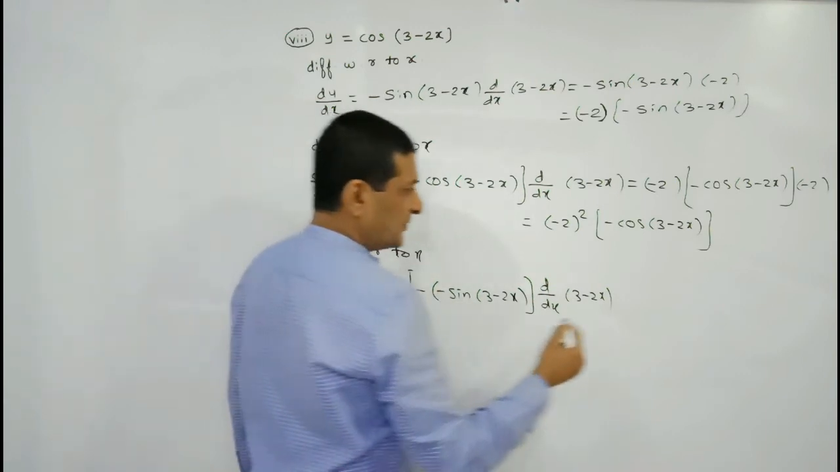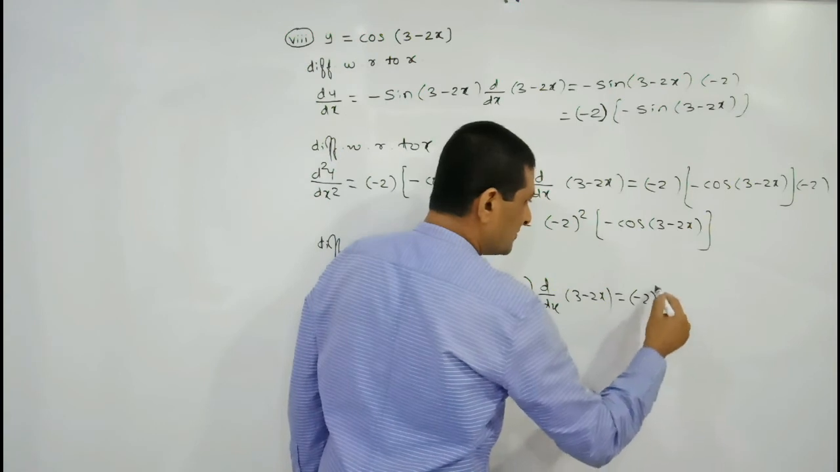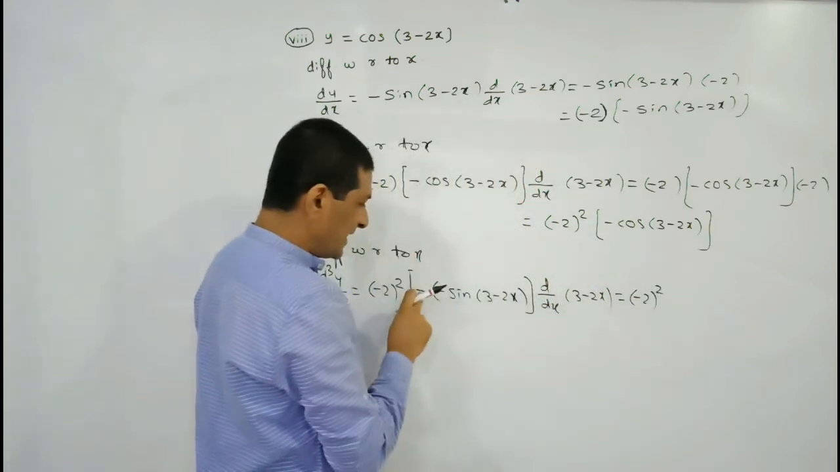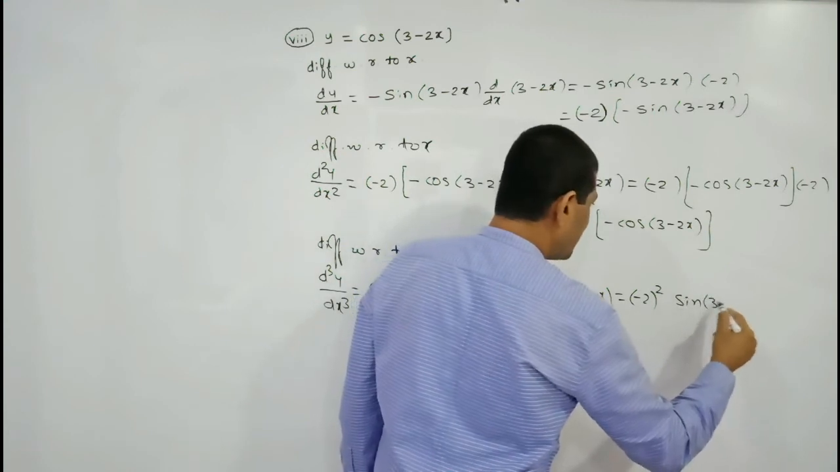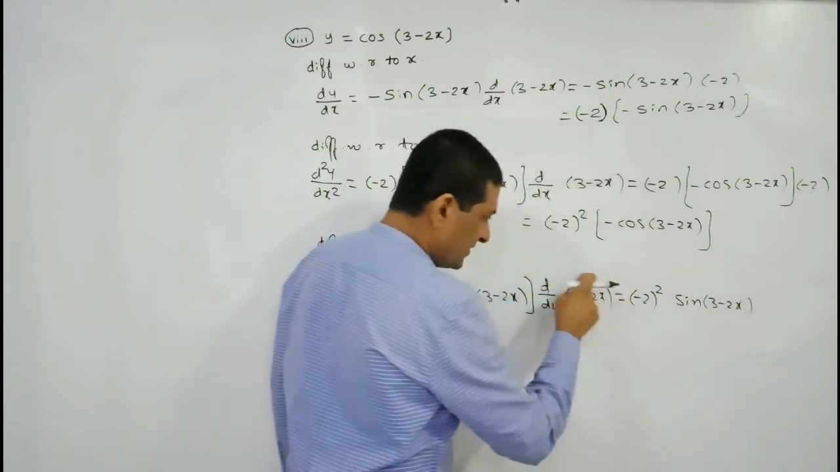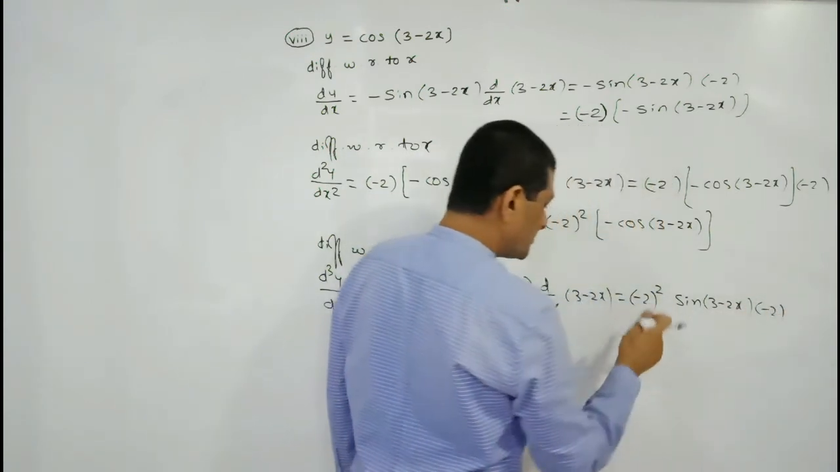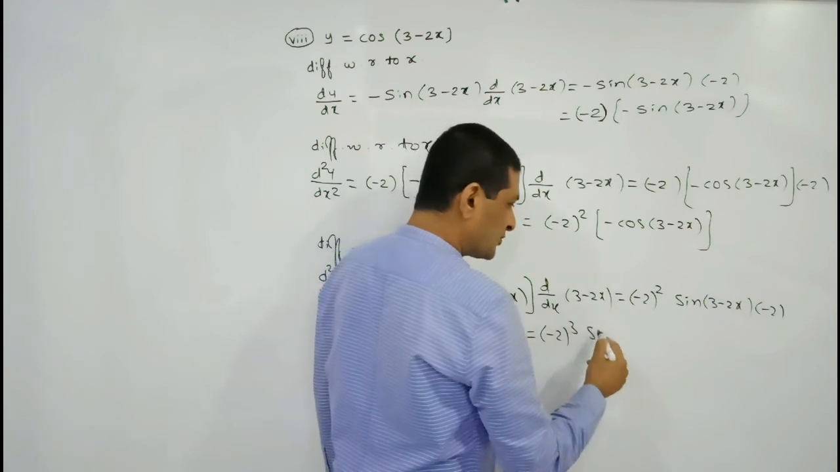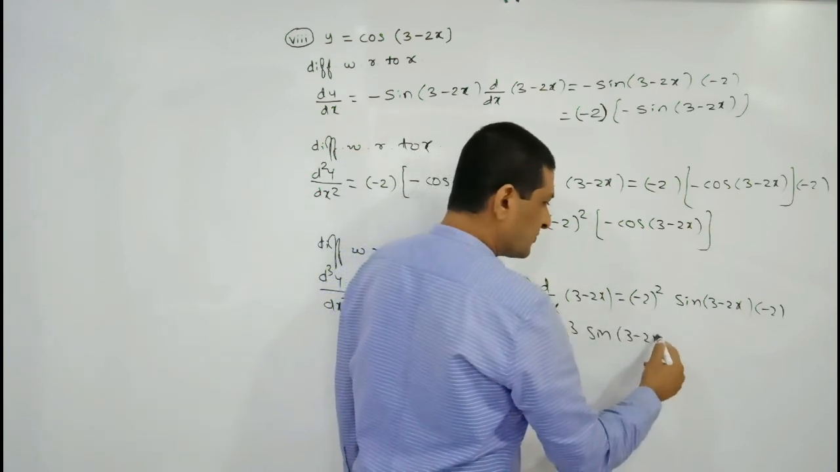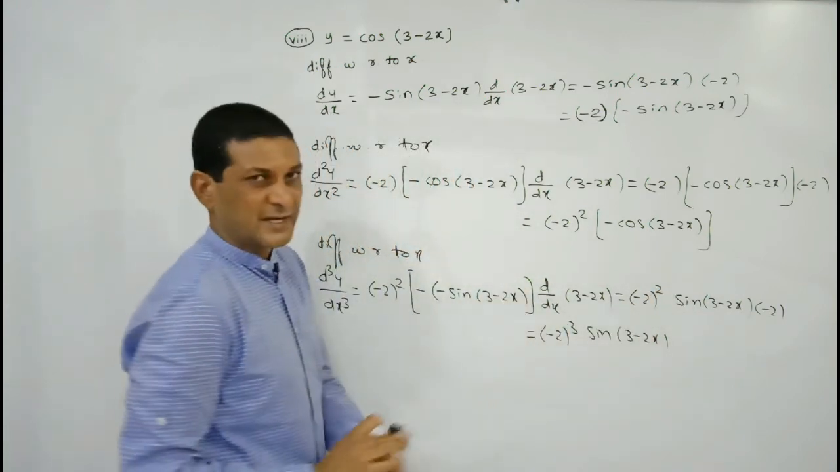So which is equal to, now keep this square of minus 2 as it is. Again here minus into minus will become plus sine 3 minus 2x, and the derivative of this term will be equal to minus 2. Now minus 2 into square of minus 2 will be equal to cube of minus 2 into sine 3 minus 2x, keep it as it is. Minus 2 into square of minus 2 is cube of minus 2, isn't it?